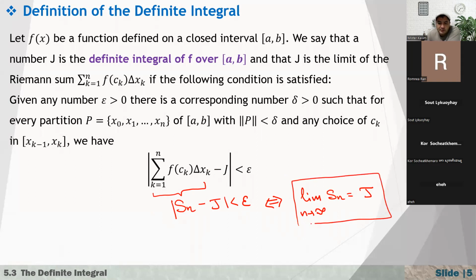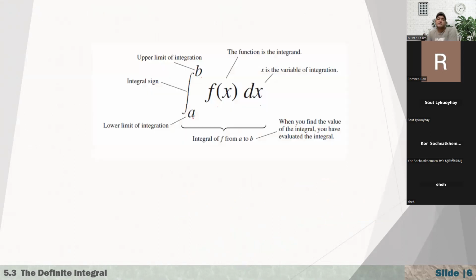So that means that if this limit exists, then we are saying that this function is integrable, or we call this a definite integral. Now we are going to say that if this special limit exists, then this J we define as the definite integral from a to b of f of x dx. If this limit exists, then that is the definite integral of f of x over [a, b].